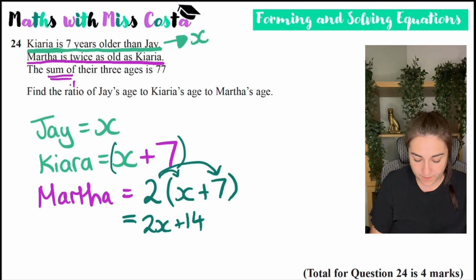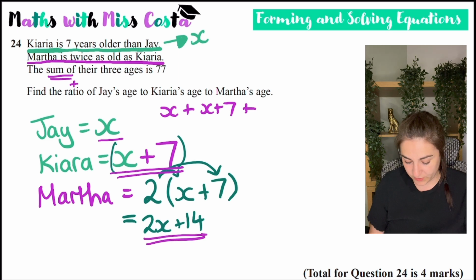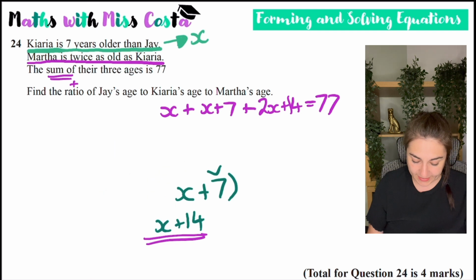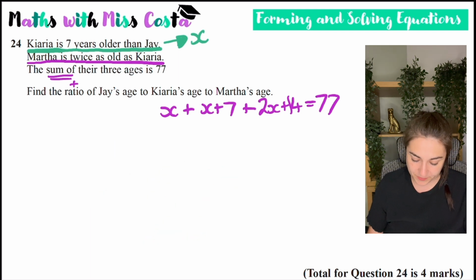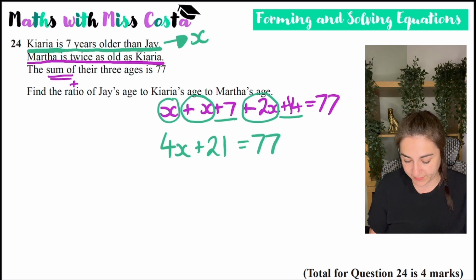And I know that the sum, that means add, of their 3 ages is 77. So I know that x plus 7, okay, so I'm writing out all of the expressions for their ages, plus 2x plus 14 must equal 77. So I've got this nice equation that I have formed, and now I can simplify it. So let's collect all the like terms. So I've got x plus x plus 2x, so that would give me 4x. And then I've got 7 plus 14, which is 21, must equal 77.